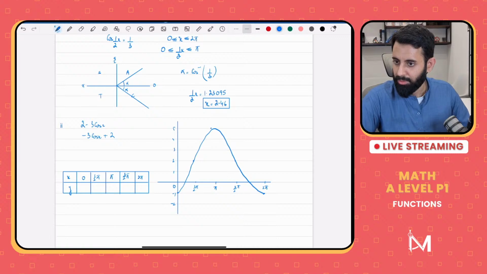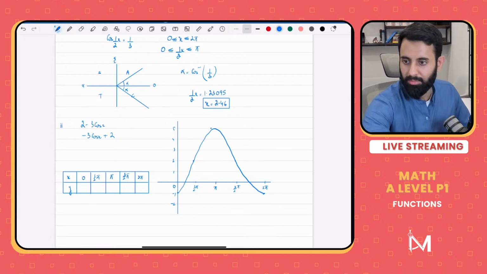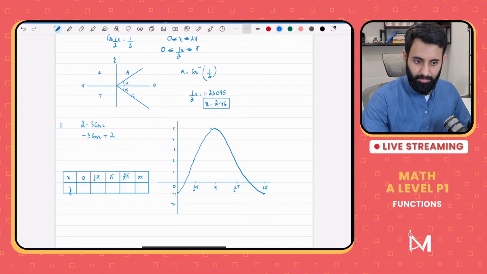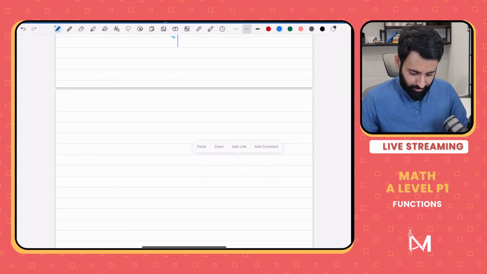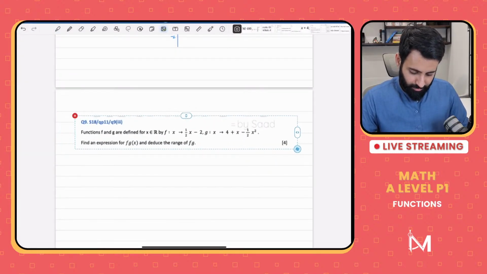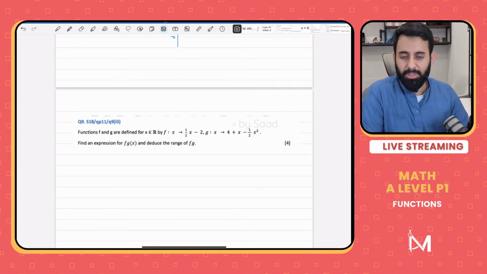Okay, let's do another question. So now I'd like you guys to solve this question without my help. Here, solve this. I'll give you guys 5 minutes. Not 5 minutes actually, 5 minutes is too much. But solve this and let me know when you're done.